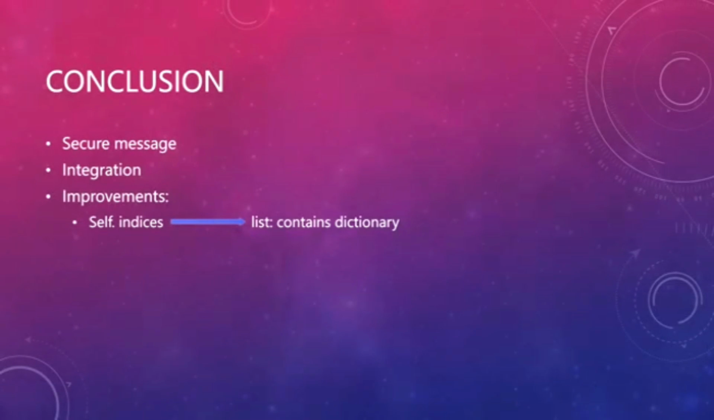In conclusion, we add a secure message function for our chat system and integrate it with a graphic user interface. We did some modifications to make our search function workable. However, we think there's still something we can improve. Maybe we can change the dictionary called self-indices in the server into a list that contains multiple dictionaries. Every shared key can be matched to one dictionary. We think this may make our search results more accurate.